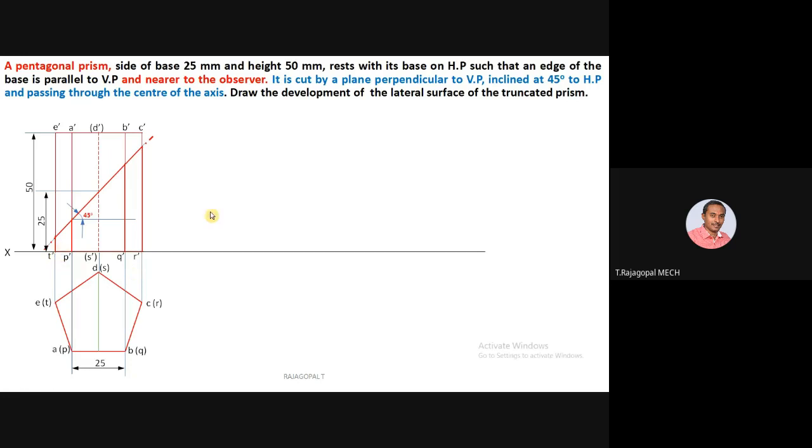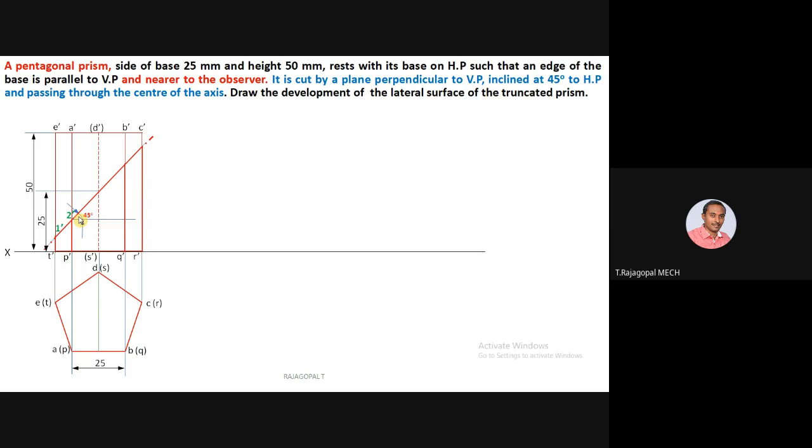Now we have to identify the cutting points of the section plane. This is the first cutting point of the section plane. It is cutting on the longer edge E dash T dash. Make it 1 dash. Next is on A dash P dash, where it is cutting. We can make it 2 dash. Next, you can make this 3 dash. If you refer, this is S dash and D dash.